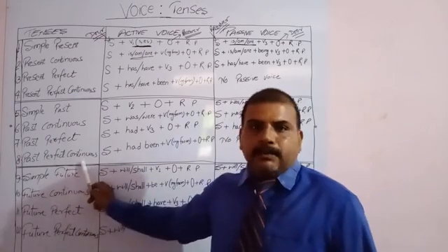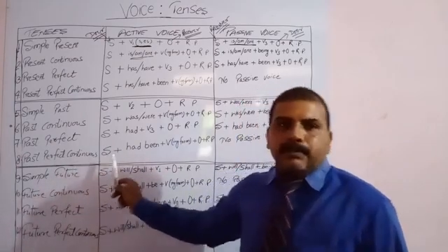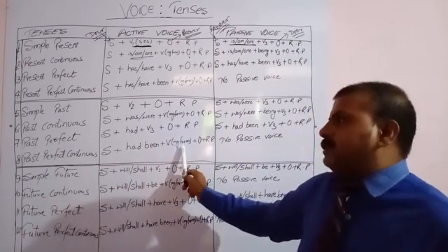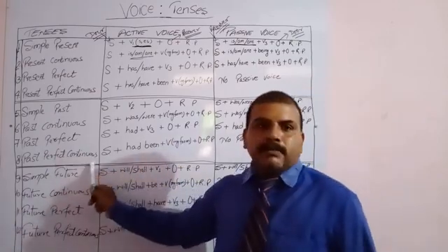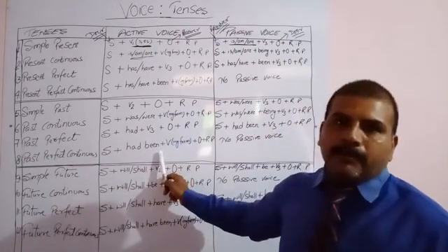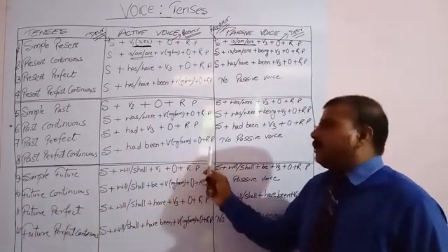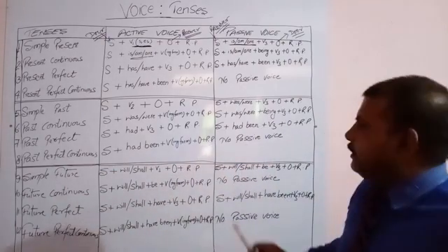Past perfect continuous tense: the subject is the doer of the verb, had been, then the verb ing form. As it denotes the continuous case, we use the ing form of the verb. Then the object means the receiver of the verb, and the remaining part if any.